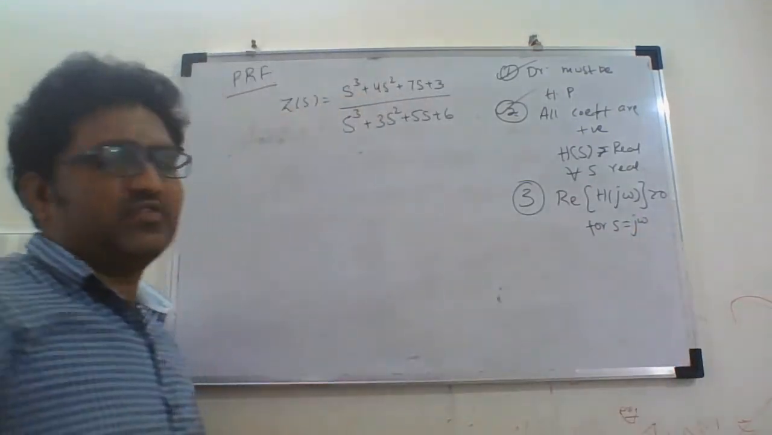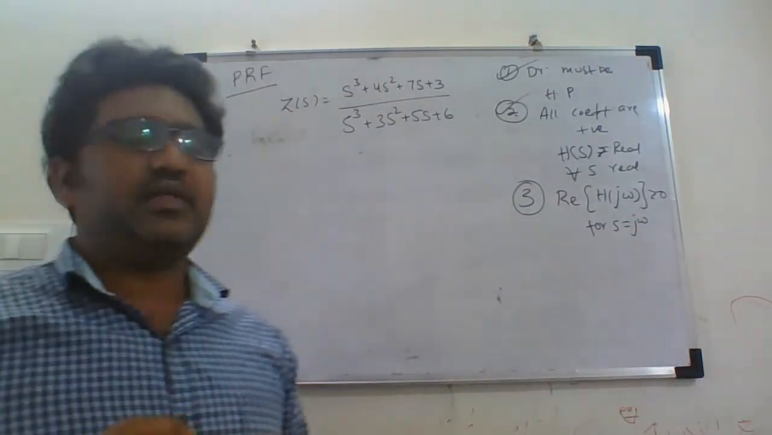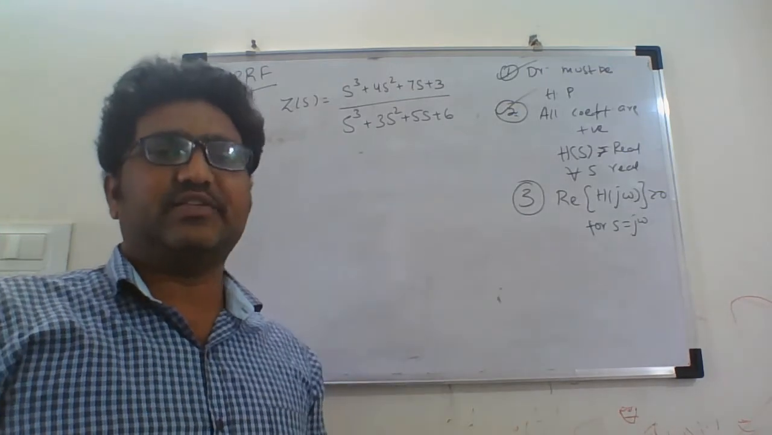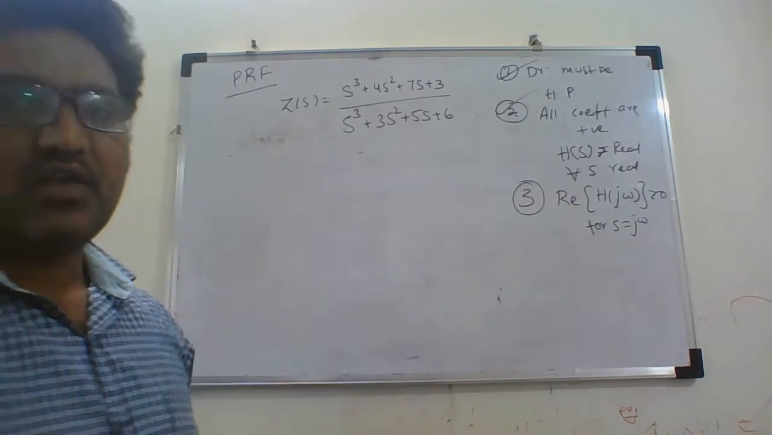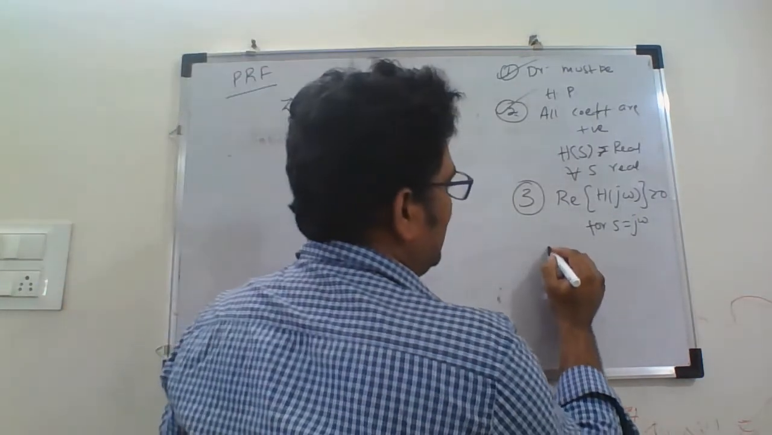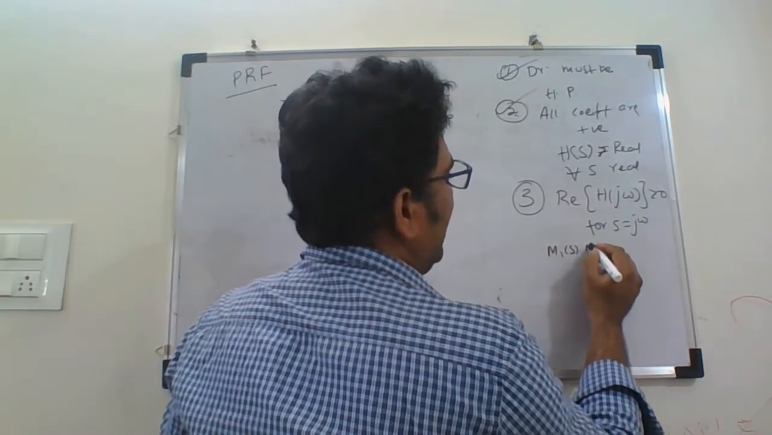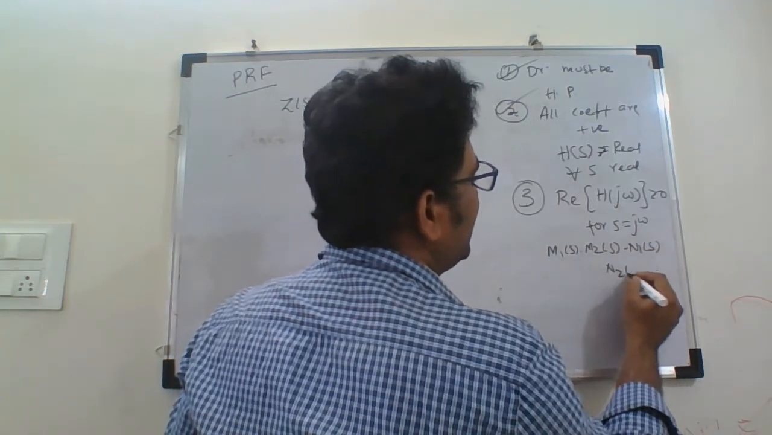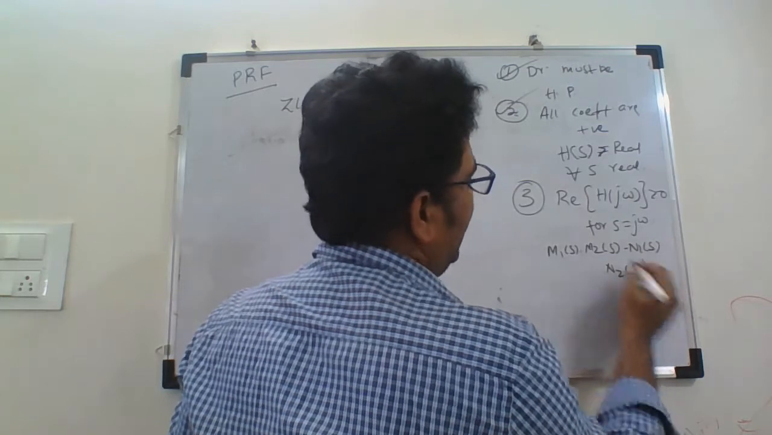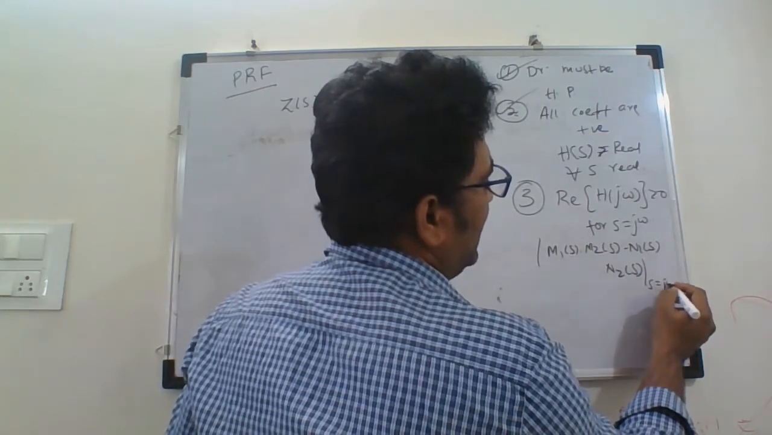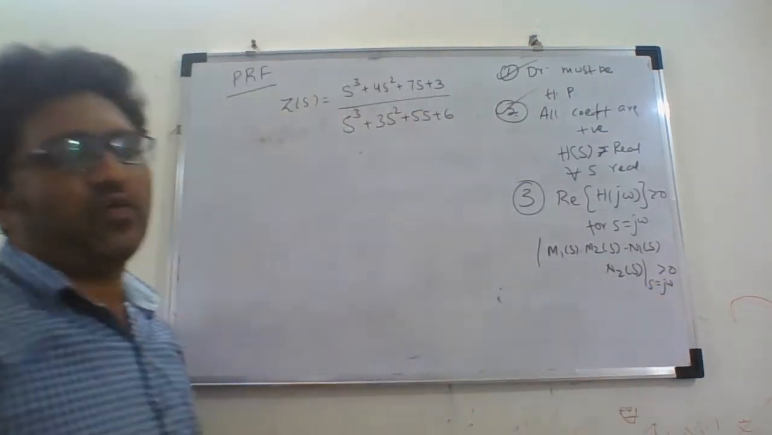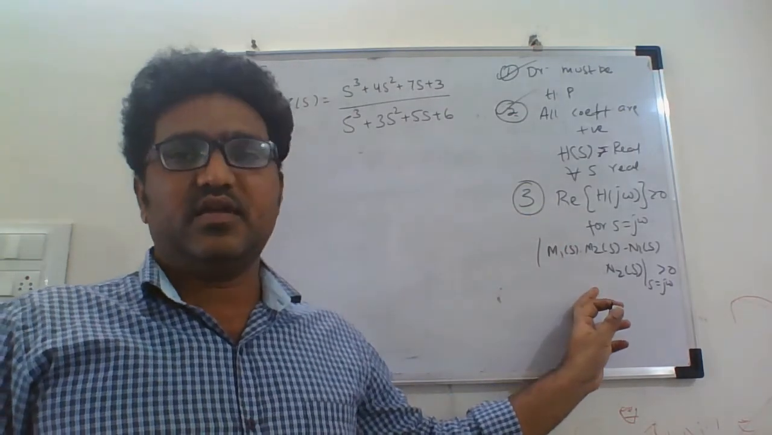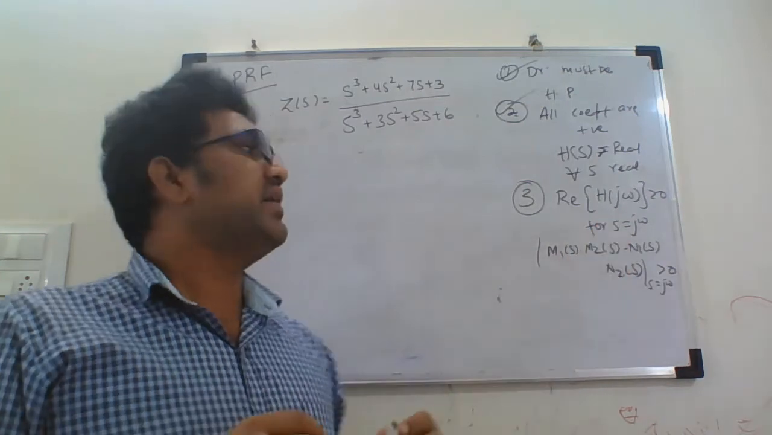Okay, so for all values of s equal to j omega, the real part of h of j omega should be greater than 0. So this condition has to be satisfied. Now, for checking this, we can do it in another way. The condition that we can check is m1 of s into m2 of s minus n1 of s into n2 of s at s equal to j omega should be greater than 0. So instead of checking the earlier condition, we can verify this condition and conclude from that.